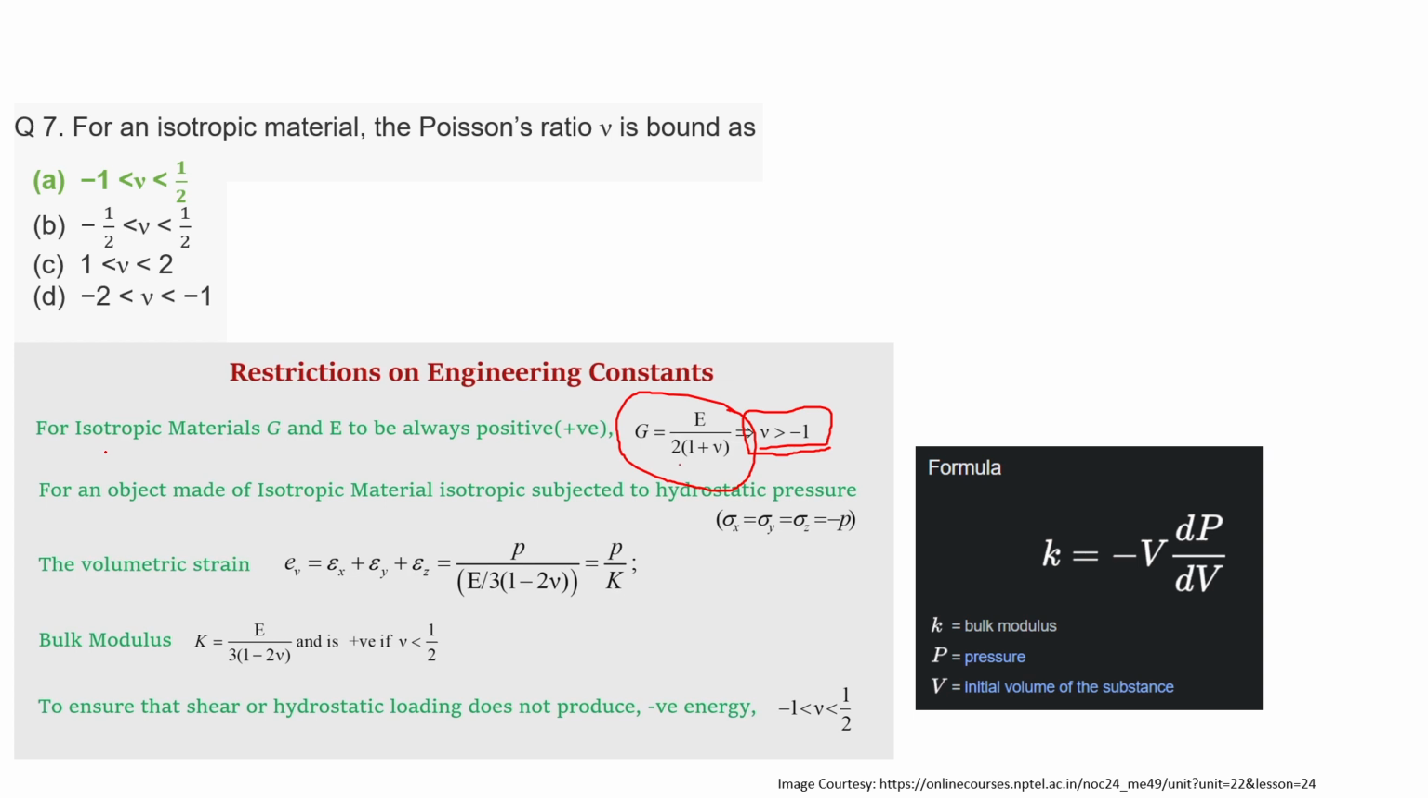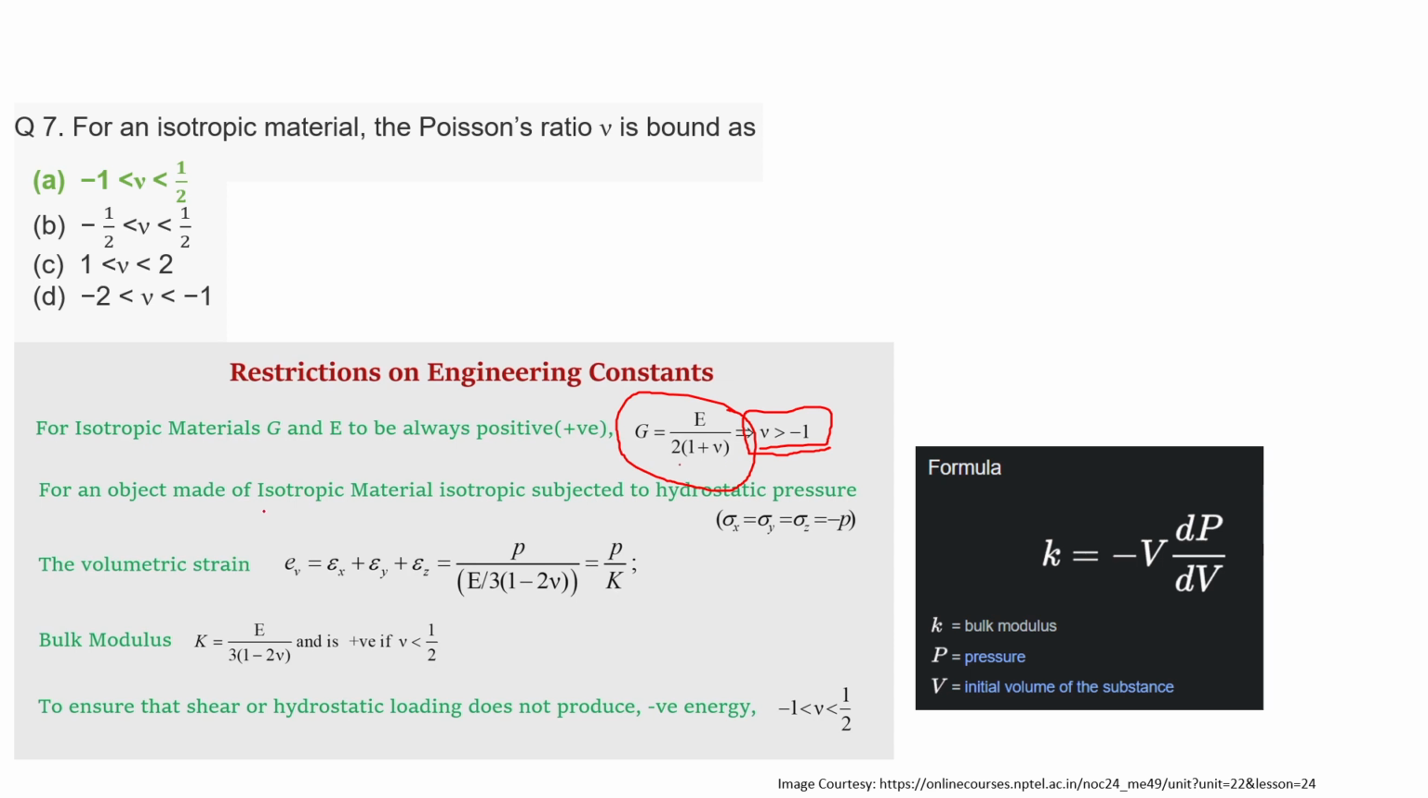The next is, suppose there is an object made of isotropic material and is subjected to hydrostatic pressure. So hydrostatic pressure, according to Pascal's law, says that if there is a body in the water, the pressure in all the directions will be equal. So that talks about the hydrostatic pressure on that object.